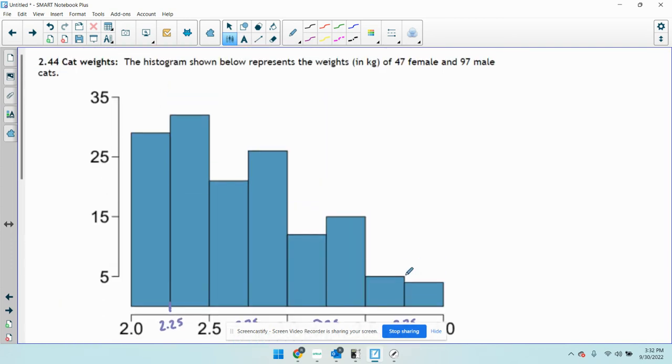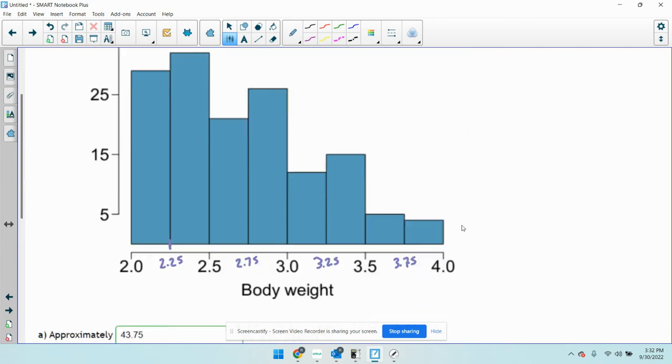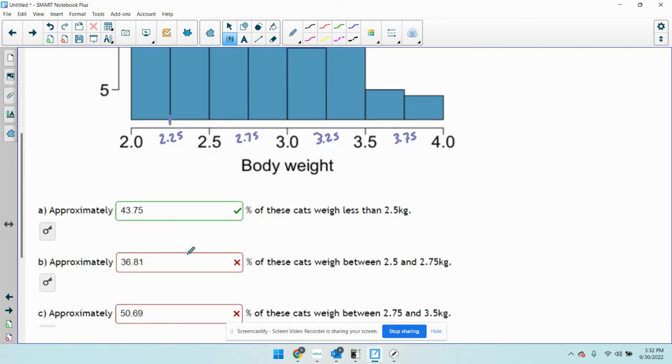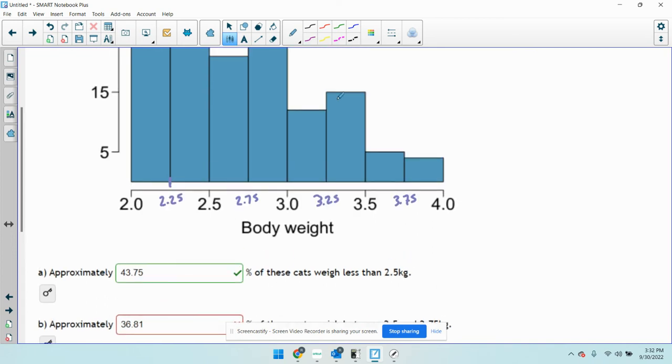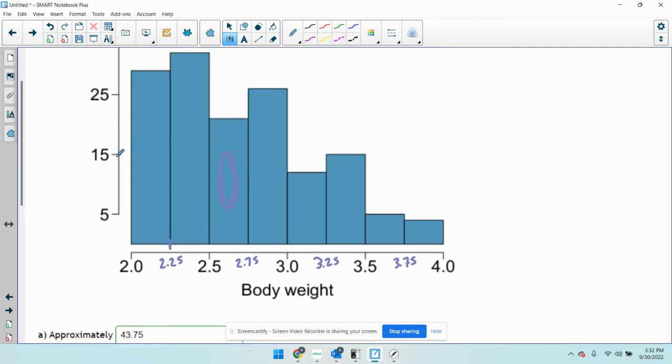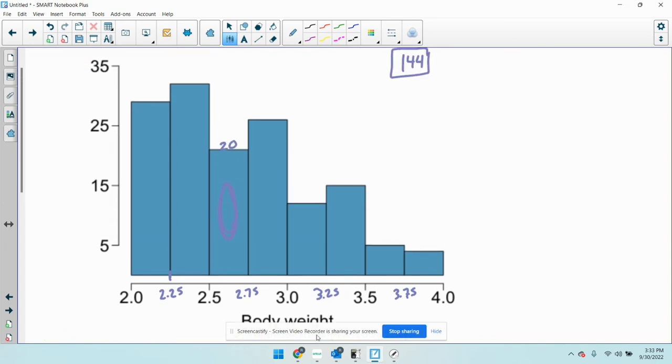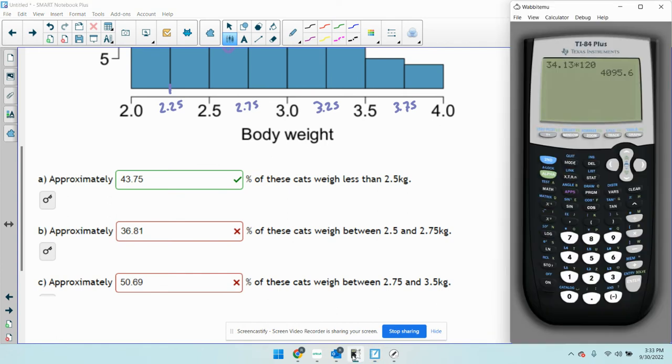So how many cats total do we have? We have 97 plus 47. That's 144 cats. Yeah. So then this says approximately what percentage of these cats weigh between 2.5 and 2.75 pounds? Well, that's just this bar right here. It looks like it's directly between the 15 and the 25. This is going to be 20. So 20 of the 144 would be 20 divided by 144.